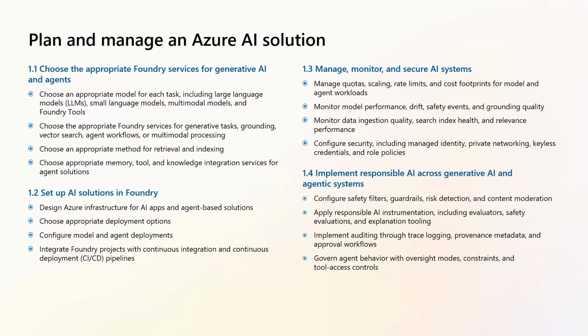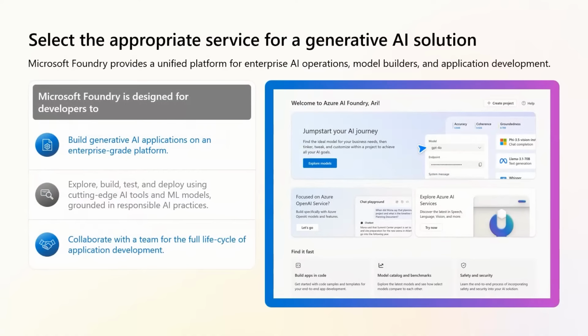Here are the detailed skills for domain 1. Not every item will appear on your exam, but any of them could. You need to know how to pick the right models and services, design the infrastructure, handle deployments, lock things down with managed identities and role-based access control, and bake responsible AI into every layer. Treat this as your study checklist for this entire domain.